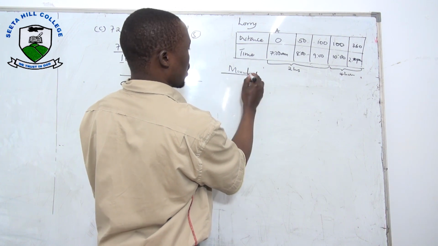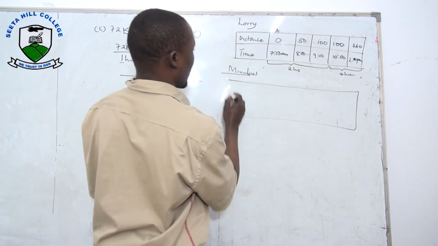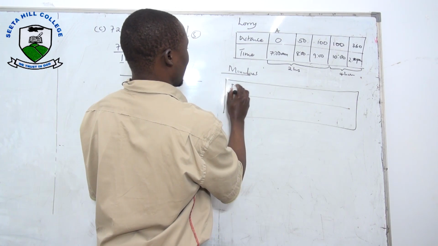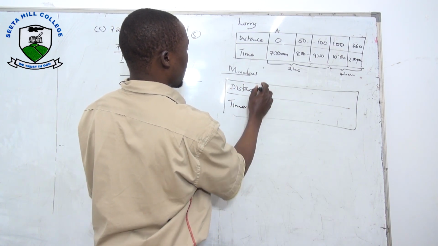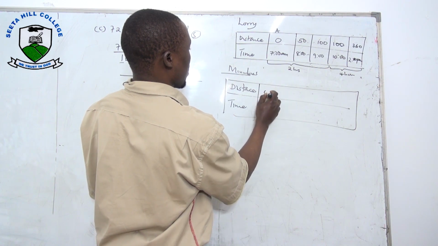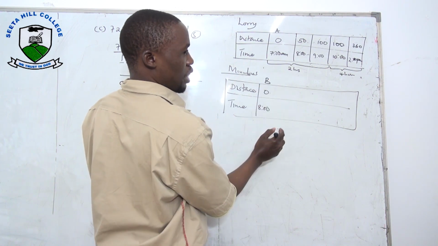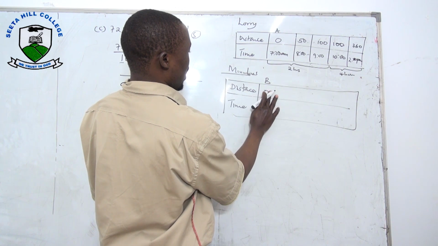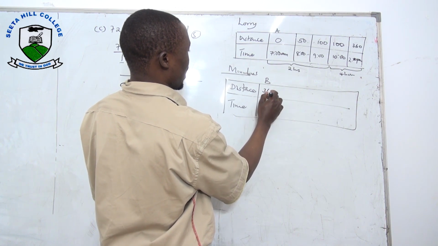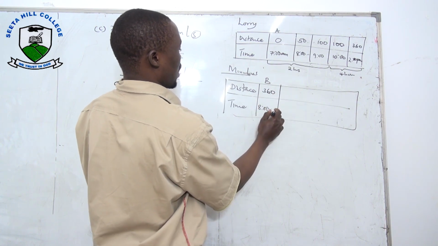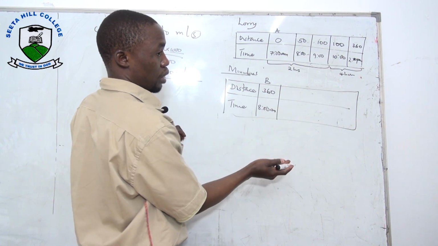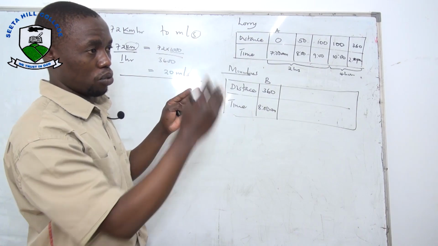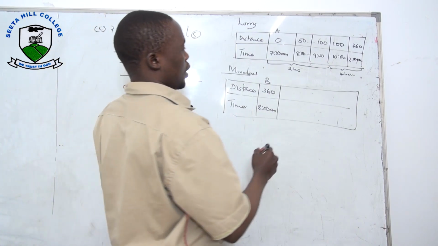A minibus leaves station B at 8 a.m. for station A. Okay, wait a little. Leaves at what time? At 8 a.m. And it's leaving station B. And at station B, we are at what? 360. But you know that that's the 0. Yes, because we are coming from B now up to A. Okay, what happened?